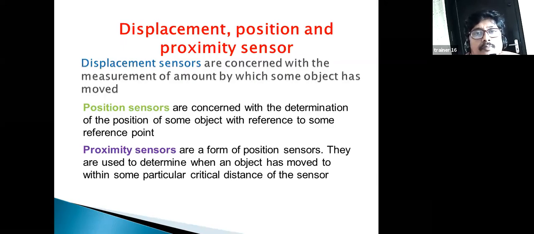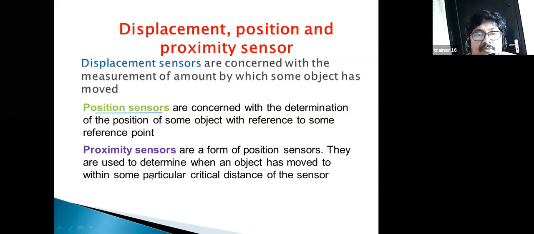And the position sensor finds the position of the object with reference to some other point. That is the position sensor. Whereas the proximity sensor detects that the object has moved by some particular distance to the sensor. That is called a proximity sensor.